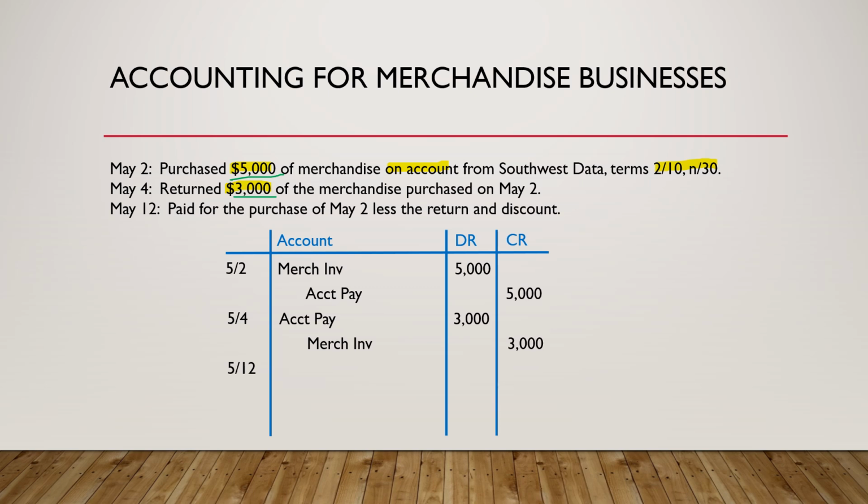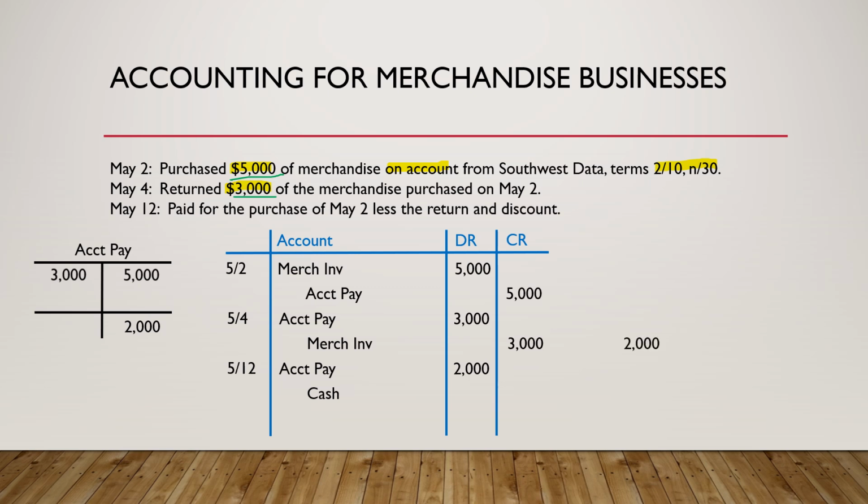May 12th. Paid for the purchase of May 2nd less the return and discount. To pay off an amount owed, debit accounts payable and credit cash, but for how much? Use a T account to calculate the amount of accounts payable being satisfied. In this case, $2,000. How much cash will be paid? Not $2,000, but 98% of $2,000, or $1,960.